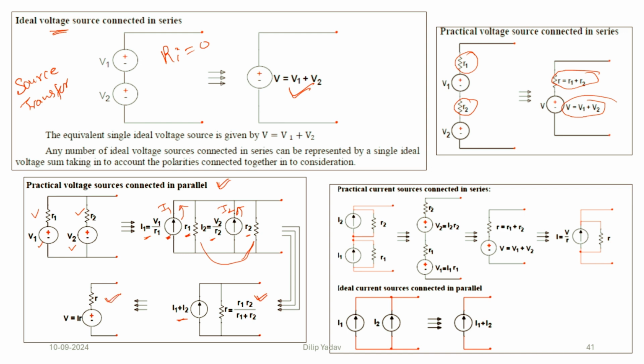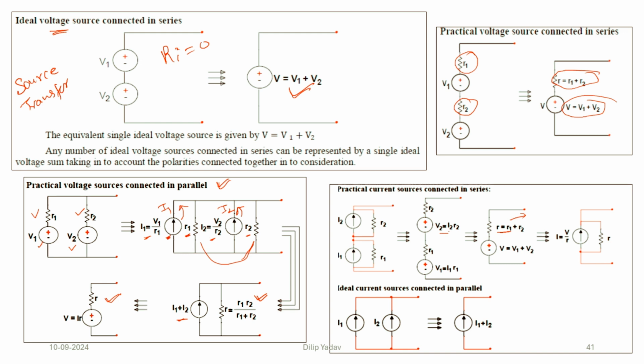Now when we go for the practical sources connected in the series, these two are connected in series, and we can convert them into a voltage source, that is V2 can be equal to I2 R2 connected in the series this way. So the total resistance of these two connected in series is R1 plus R2, and the voltage is V1 plus V2, and we can again transform it into the voltage source.